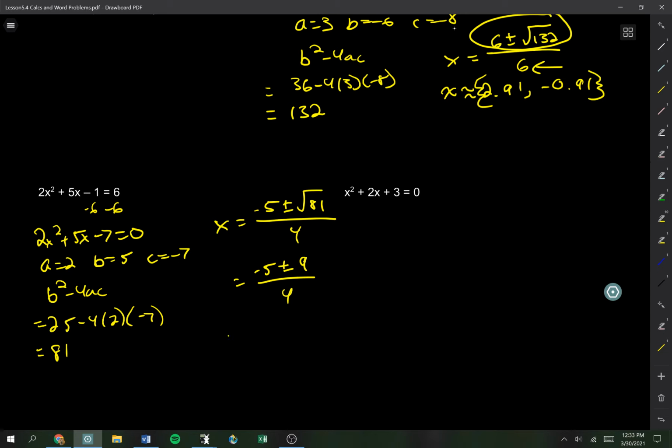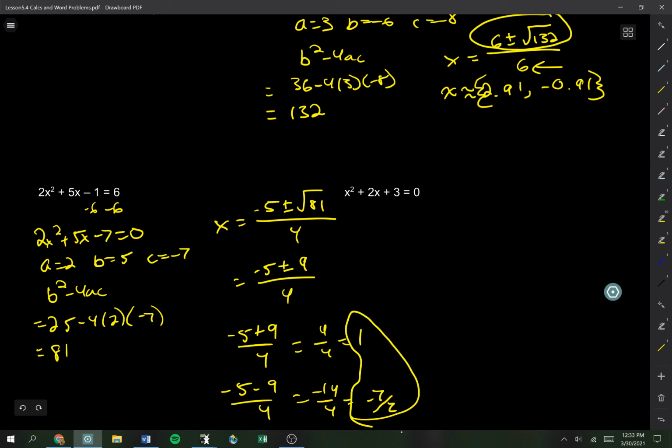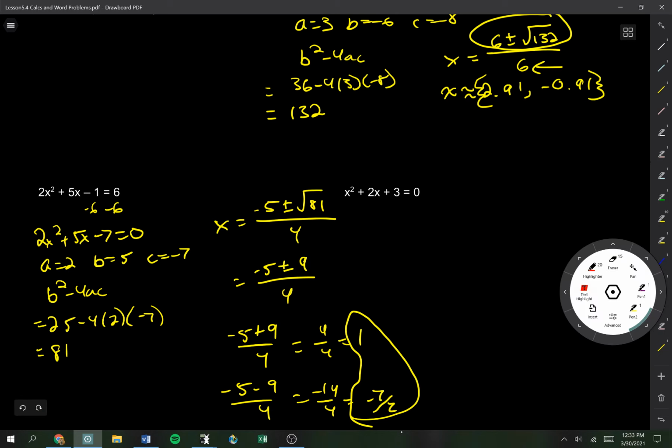So I can do negative 5 plus 9 and negative 5 minus 9, and divide those by 4. So I get 4 divided by 4, which is 1, and negative 14 divided by 4, which is negative 7 over 2. And look, I didn't even need a calculator. Just run the math. Okay, one more.